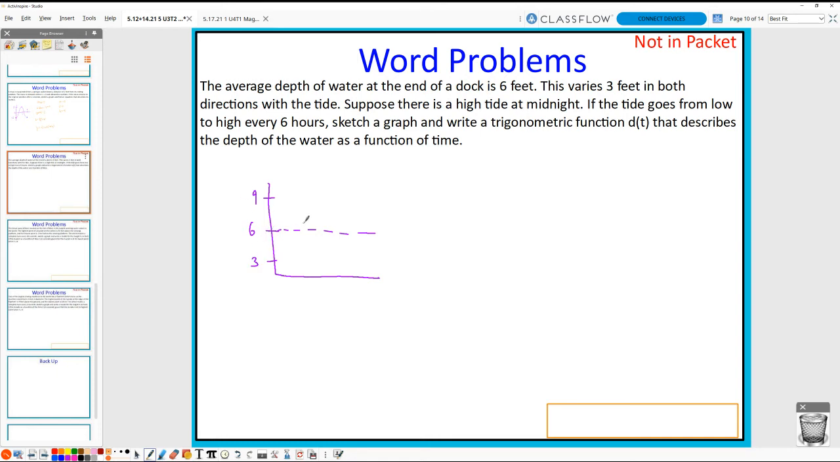It says, suppose that it is high tide at midnight. If it's at midnight, meaning at 0 time, it is at a high tide. But then it goes from low to high every 6 hours, or same thing, high to low, the same amount. So at every 6 hours, it will change.